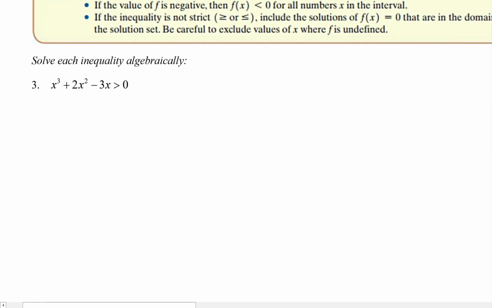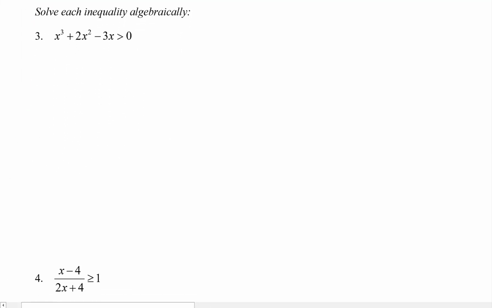All right, I think we're ready to do these problems. Let's go ahead and do number 3 here. Solve each inequality algebraically. x cubed plus 2x squared minus 3x is greater than 0. Strictly greater than 0. Because we're solving this algebraically, we're not going to do a graph, but you could use a graph to double check your work.